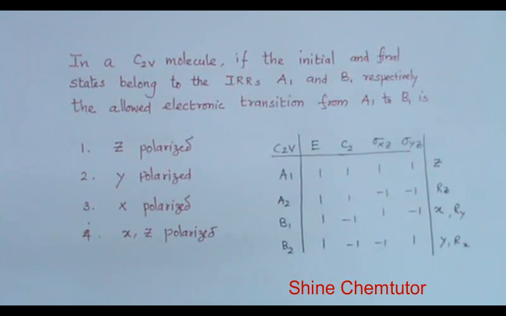The character table for C2V point group has been given. Even if it is not given, you are expected to remember this. According to me, it is not that important. At MSc level, we don't study this particular topic, and it has been asked only once in the CSIR exam. Since it is very simple, let us try to solve this.